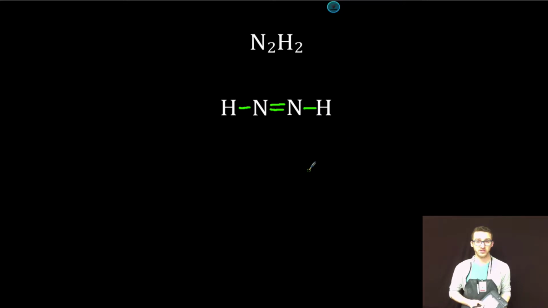Now, remember that nitrogen also strictly follows the octet rule, so they must each also have a lone pair of electrons. Boom! Our Lewis structure for N2H2 is complete.